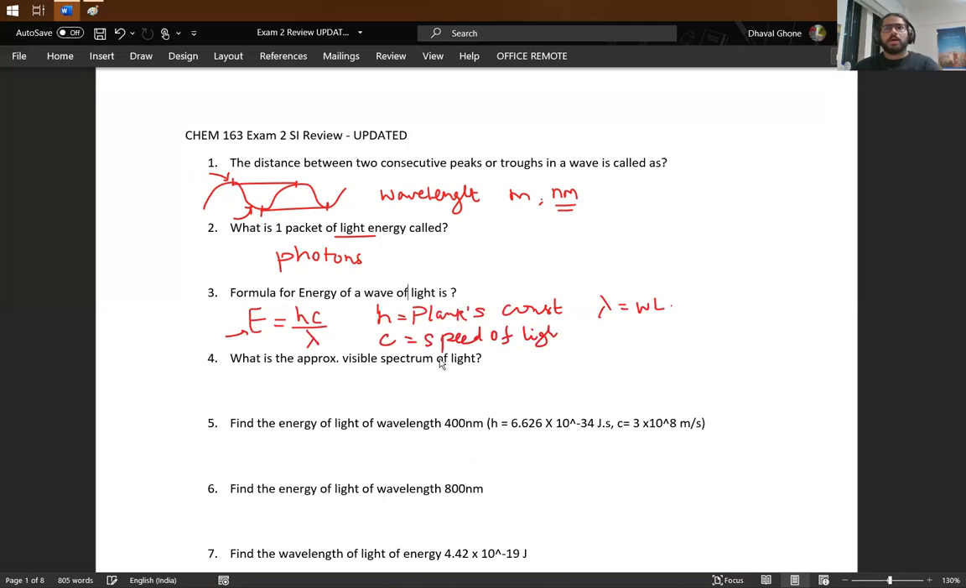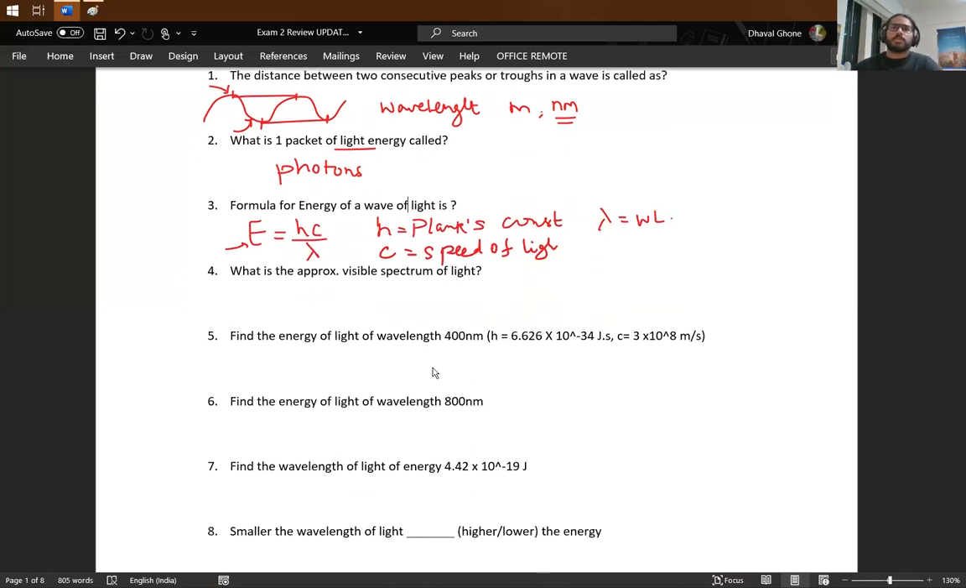Question 4. What is the approximate visible spectrum of light? In this question, I'm asking from what wavelength to what wavelength can you see light? The approximate visible spectrum would be 400 to 800 nanometers. Anything before this falls under the ultraviolet spectrum. Anything after this falls under the infrared spectrum.